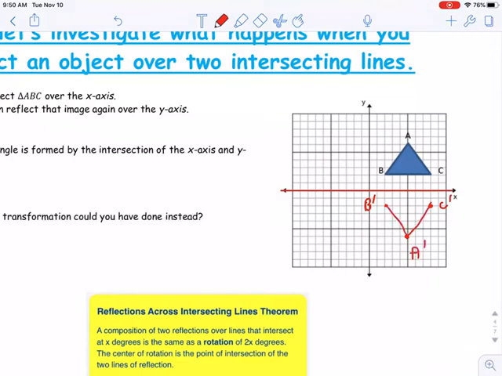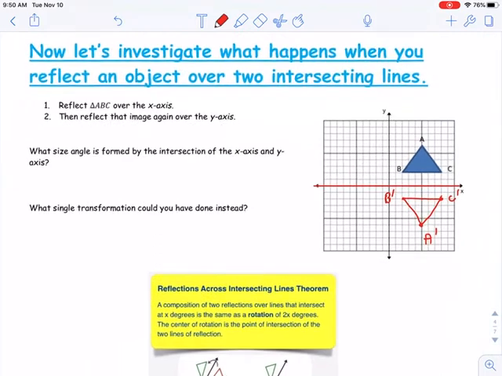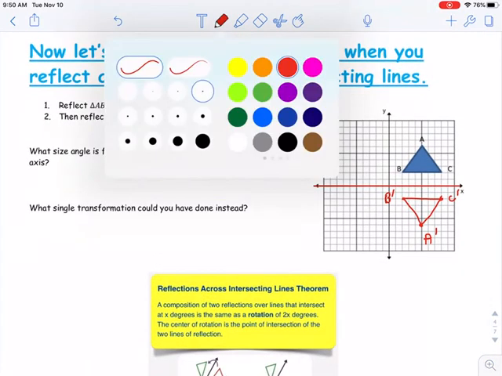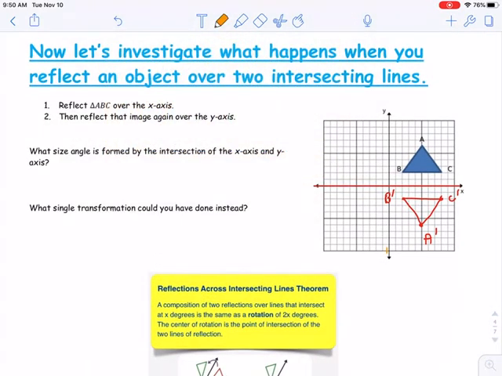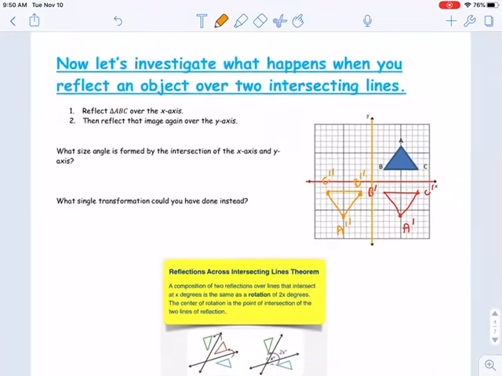Hopefully you're starting to feel pretty good about reflections. All right, and then we're going to do this again over the y-axis. Why? This is what the problem's forcing us to do. I didn't hit that perfectly. All right, so B is 2 to the right, B prime will be 2 to the left, C double prime, and then A double prime. Okay.